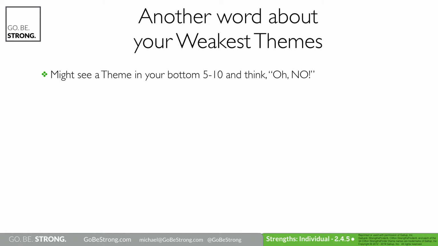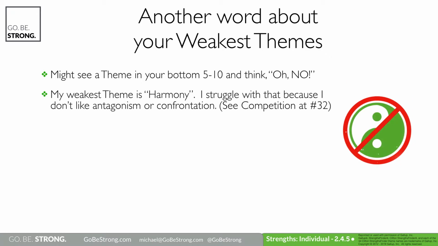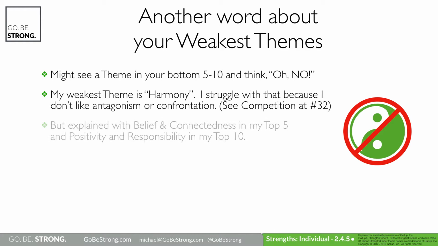So you also might see a theme in your bottom 5 or 10 and think, oh no, for instance, my weakest theme is harmony. And I particularly see myself as somebody that likes to have other people get along and likes to see people working together and being happy. I'm very strong on having a family that gets along and helps each other. So I struggle with the idea that harmony is at the bottom because I just don't like antagonism and confrontation and things like that.